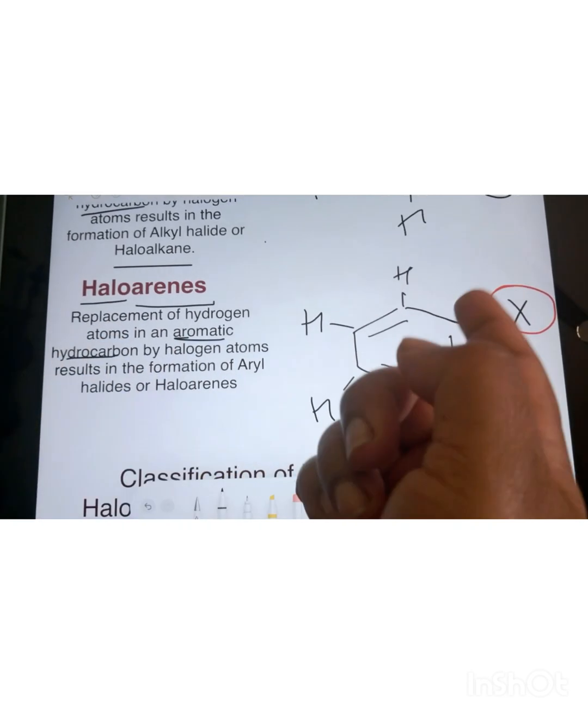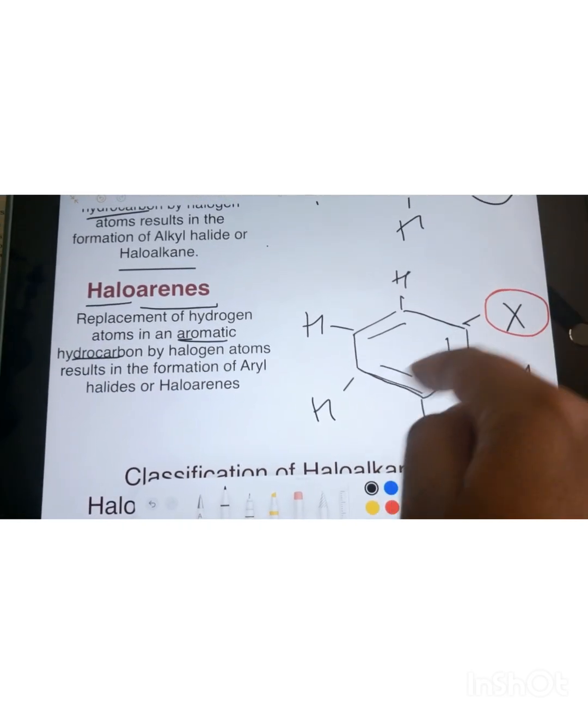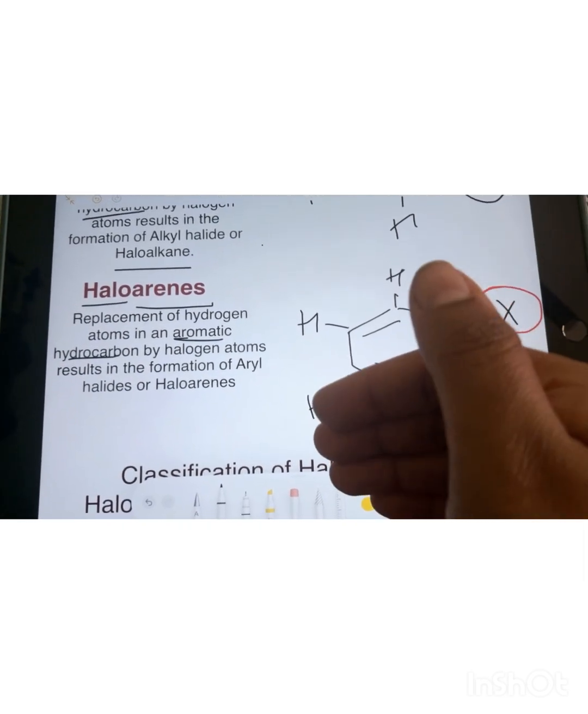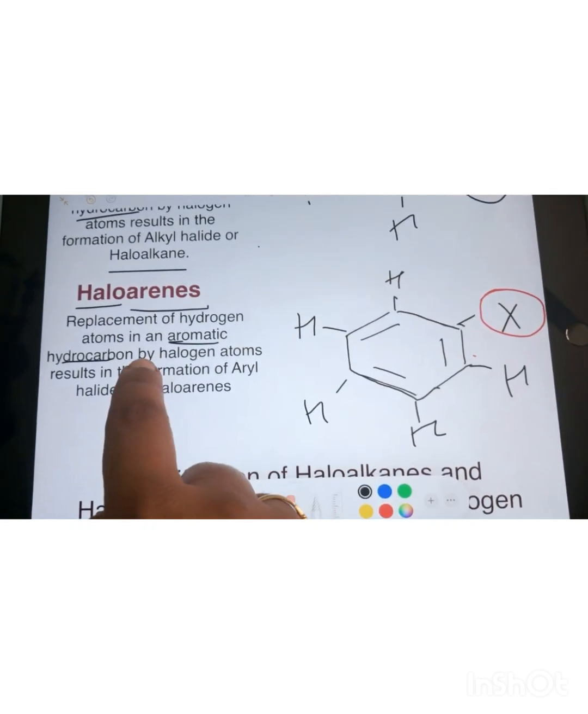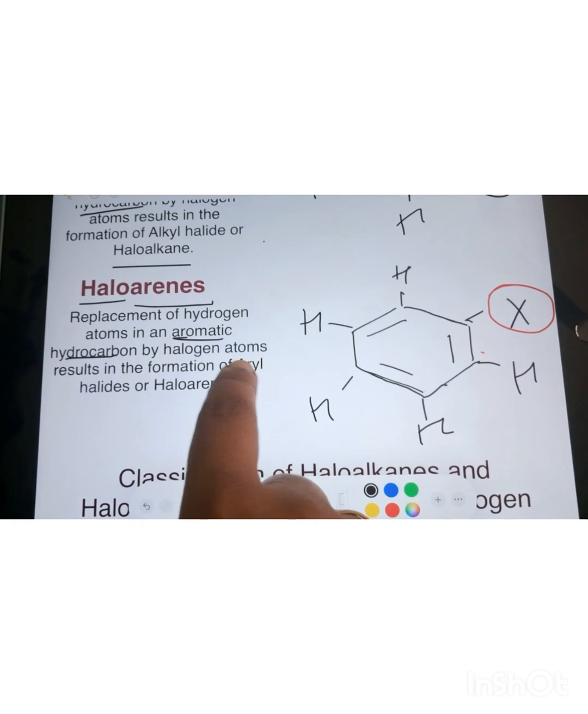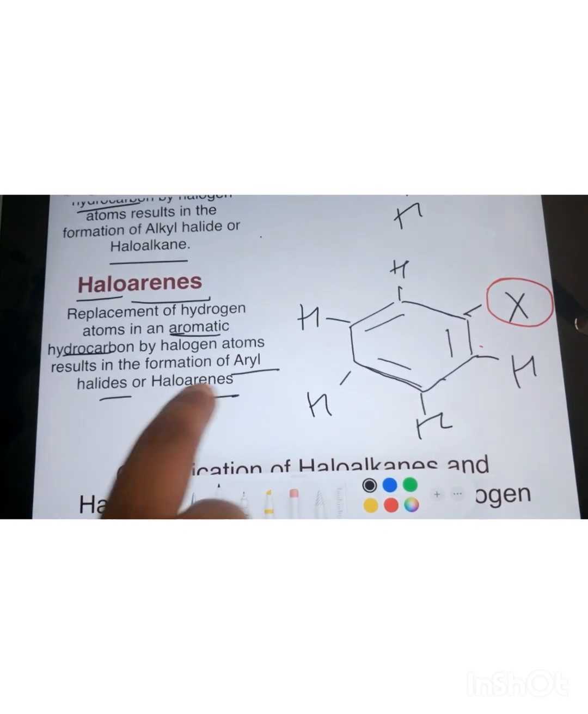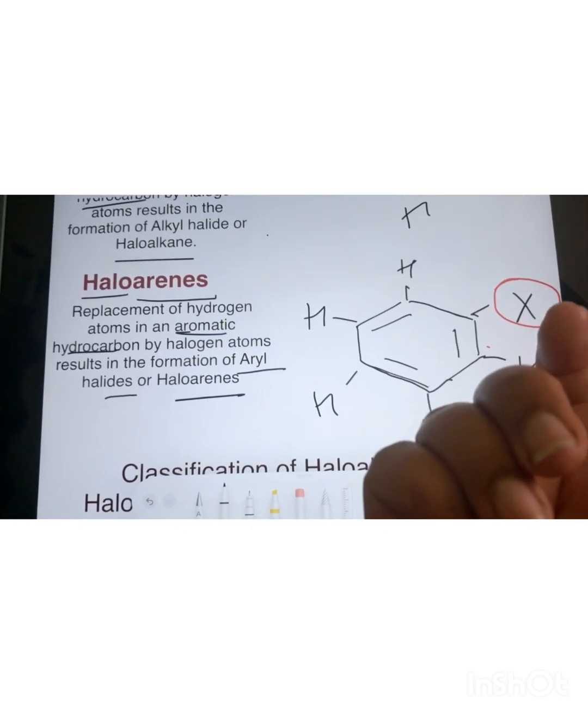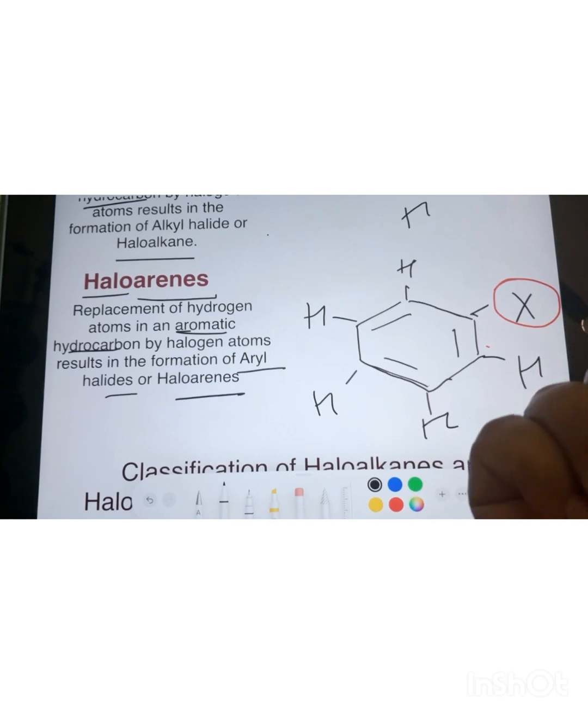Aromatic is nothing but a benzene ring. Benzene rings are aromatic, with alternate single and double bonds, and they are planar. So they are called the aromatic group. One of the hydrogen atoms has been replaced by a halogen. Then they form aryl halides or haloarenes. Aryl is nothing but a benzene ring, or they are also known as haloarenes.